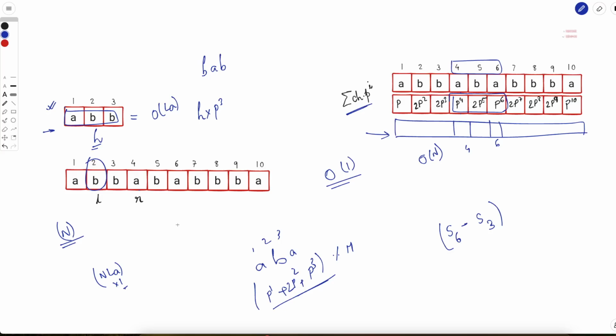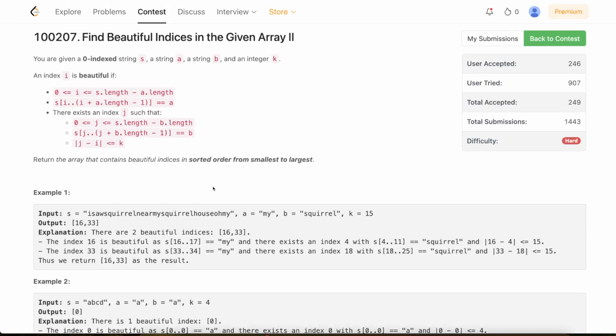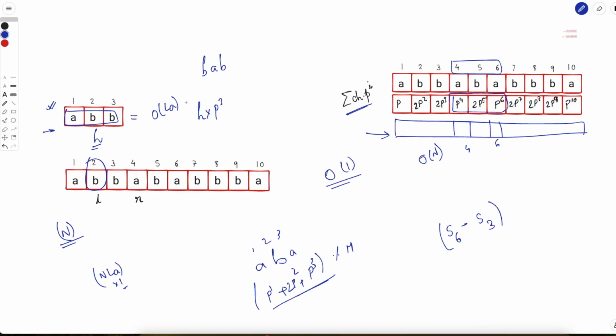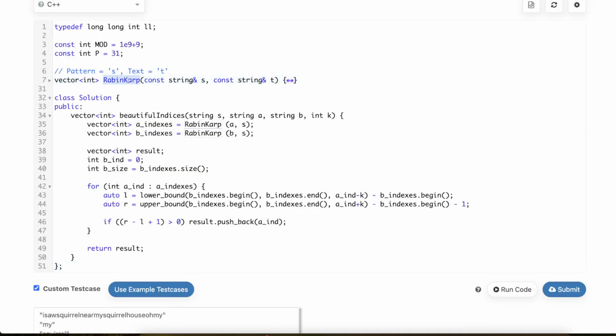So next we'll be looking at the code. The code is exactly what we discussed. This hashing technique is also known as Rabin-Karp. You can search about the Rabin-Karp algorithm online and you will get the exact same thing, right?